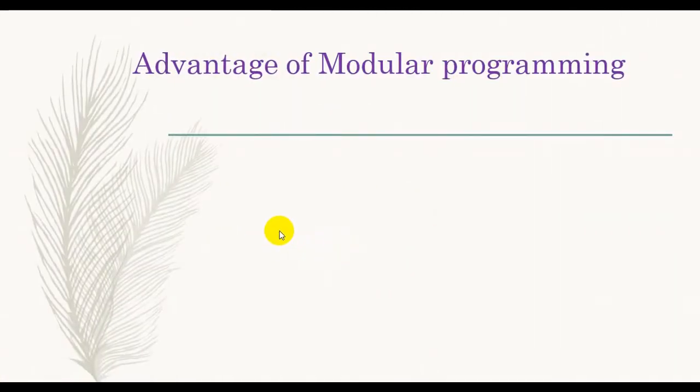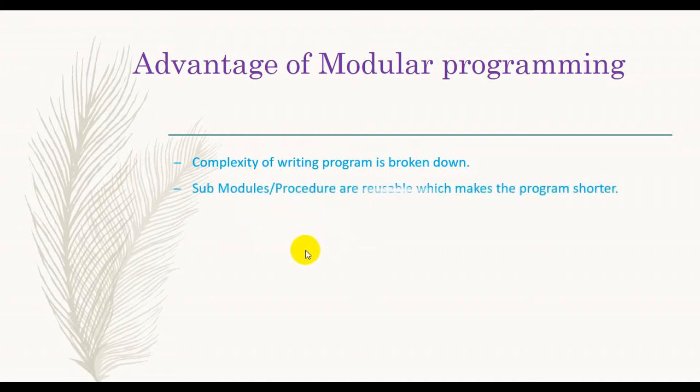So what are the advantages of modular programming? Modular programming reduces the complexity. That means when we do some work part by part, definitely it becomes easier. In the same way, modular programming makes the program easier to write. Sub-modules or procedures are reusable, so they can be called again and again, and the program becomes shorter. That means no need to write the definition block again and again.